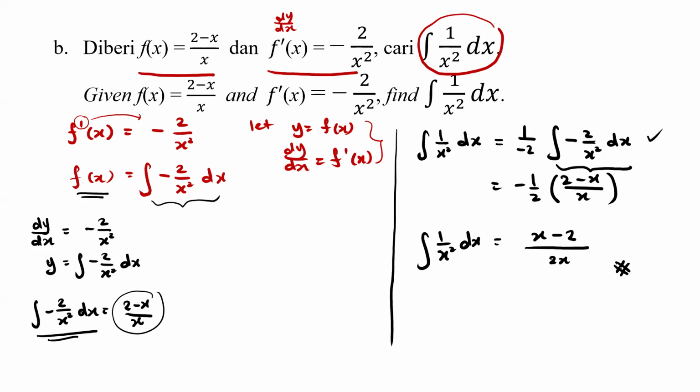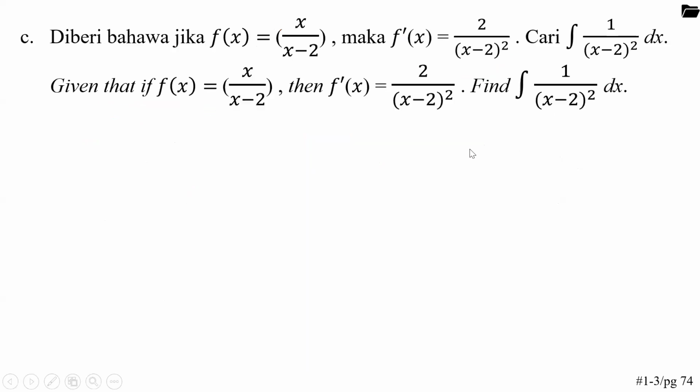So unlike the previous question, where after you integrate you got the answer already, this one you have to do the adjustment. So always remember, my left hand side and right hand side must be equal, so that you will know what kind of adjustment you need to do. Okay, let's see some more examples. Okay, let's say this one. Given that f(x) is this, then your f prime x is this, then you have to find this. You try this.